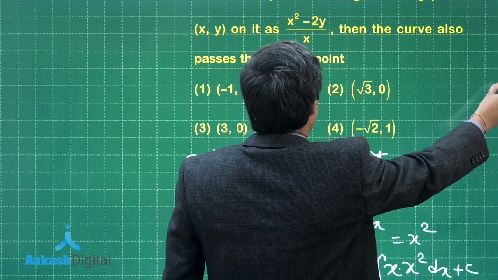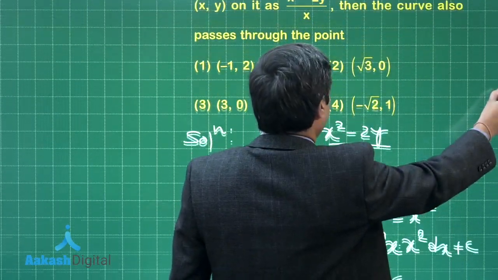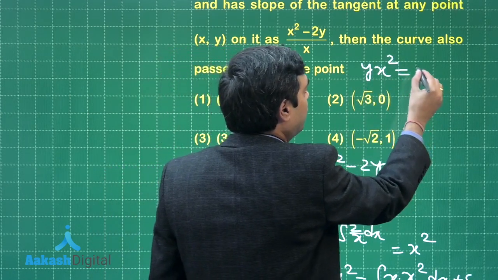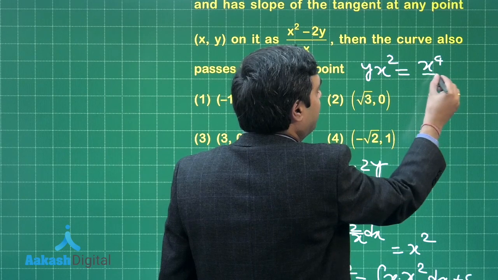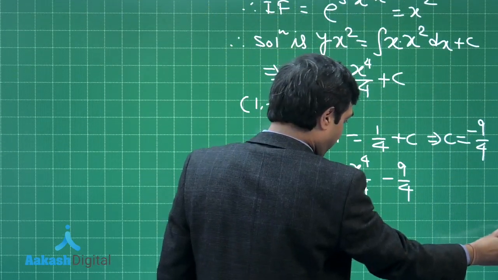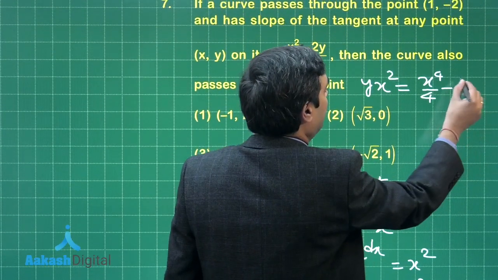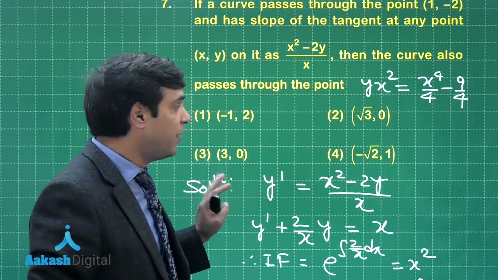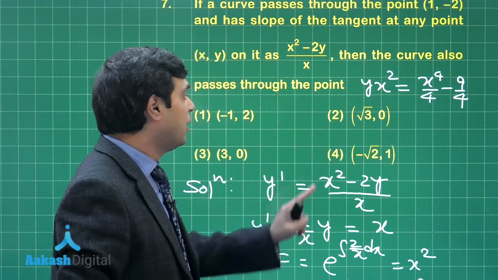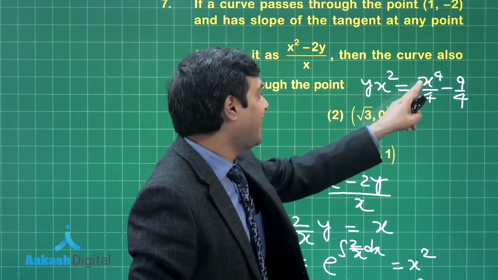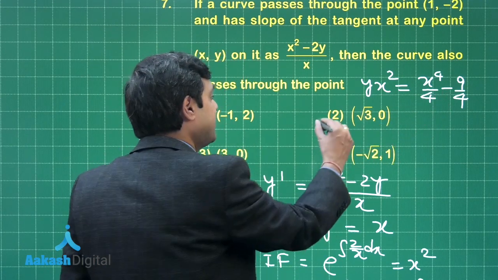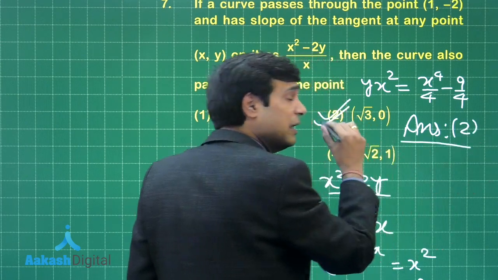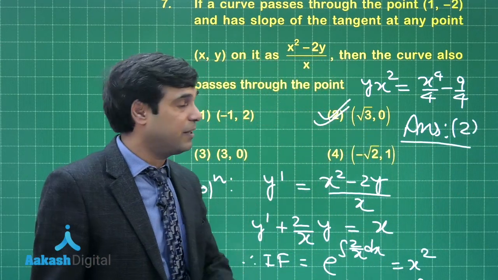then it also passes through. So, let us write down the curve again with the points. y x² = x⁴/4 - 9/4. Right. Now, when you substitute these points one by one, you can see on substituting point number 2, you get 0 = 9/4 - 9/4, that is satisfied. So, the correct answer for this question is option number 2. Let us move on to the next question of this paper.